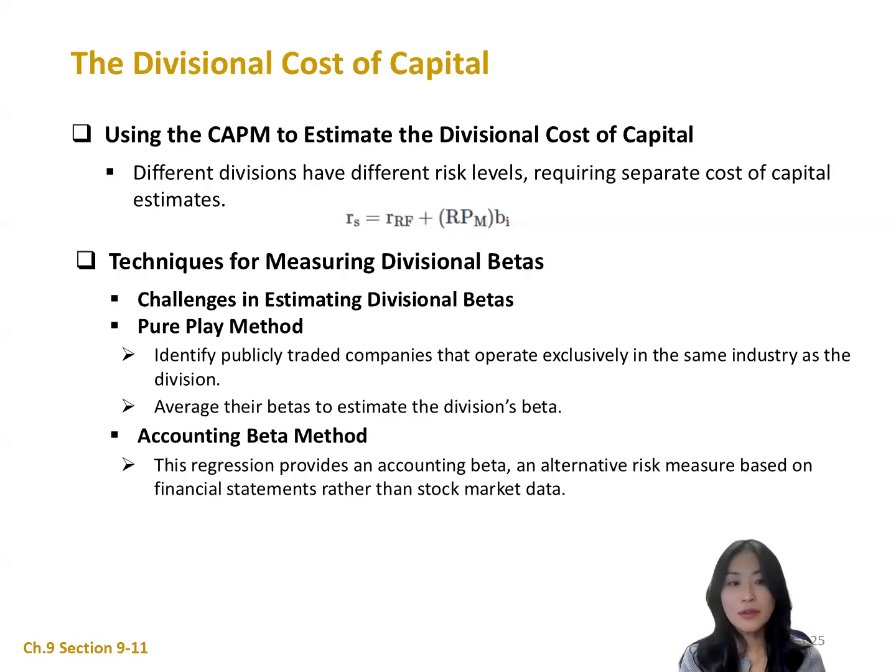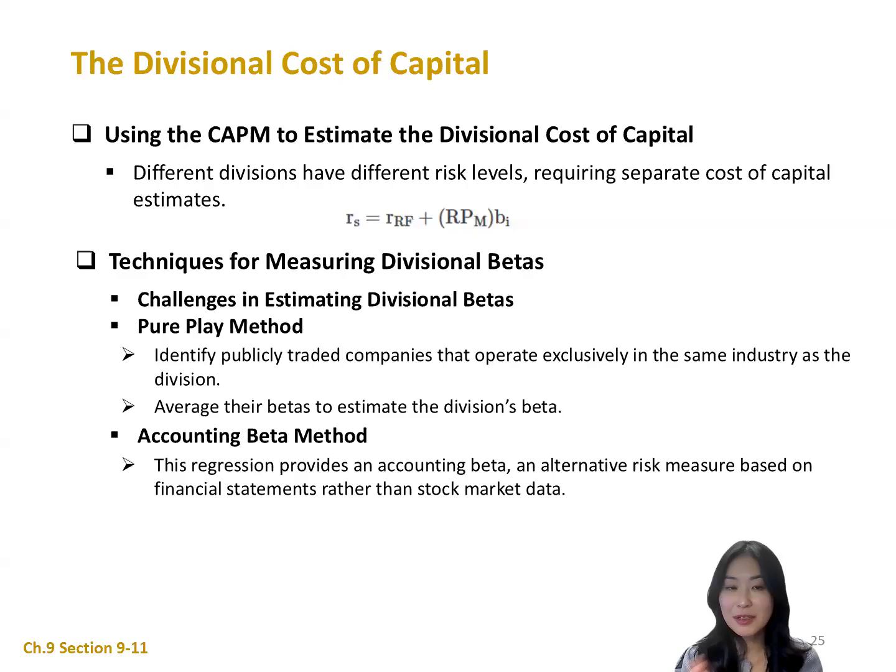divisions. The firm's overall WACC reflects average risk, but what if different divisions face different risk? Using the overall WACC for all divisions can lead to bad investment decisions. So each division should use its own divisional cost of capital instead of a firm-wide WACC. Simply put, higher risk divisions require higher return to compensate investors. Lower risk divisions require lower return since they are safer investments.